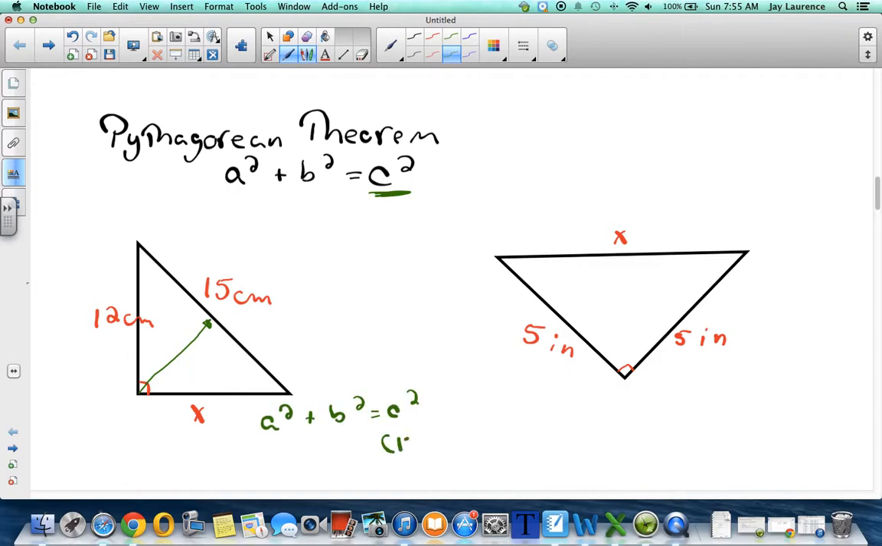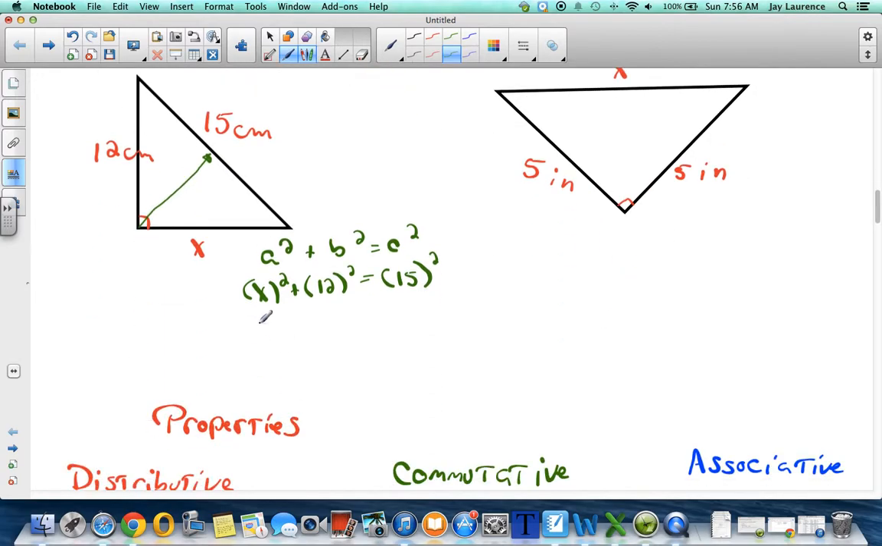And I'm going to put 15 in c's place. I'm going to put 12 in b's place. And I'm going to put the unknown, the variable x, in a's place. And then I'm going to use my equation solving skills and see if I can figure out the unknown. All right, looking good so far. And then I'm going to subtract 144 from both sides.